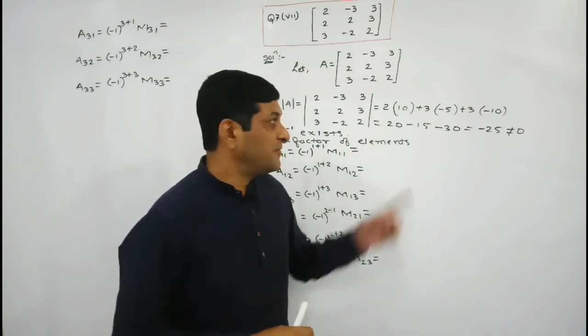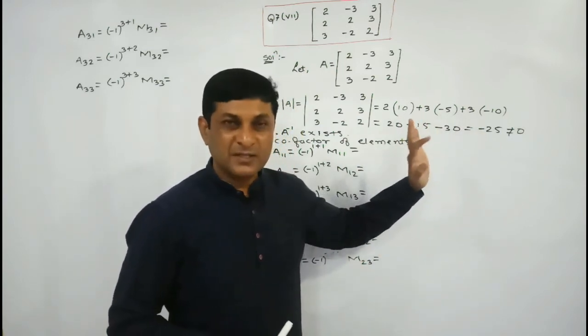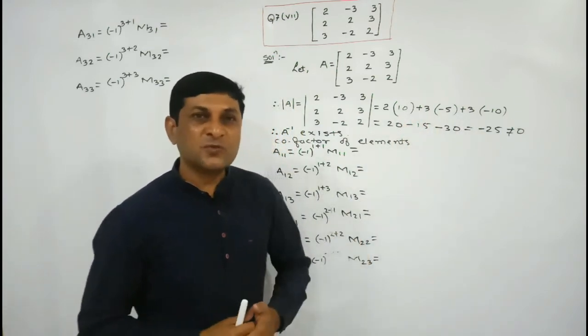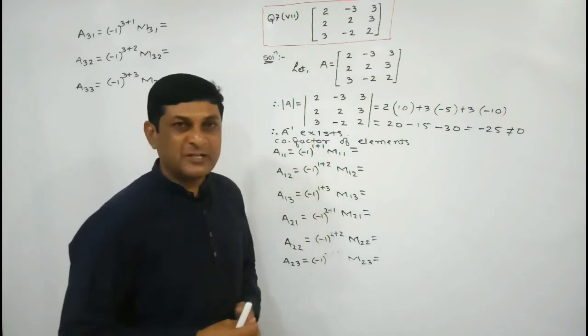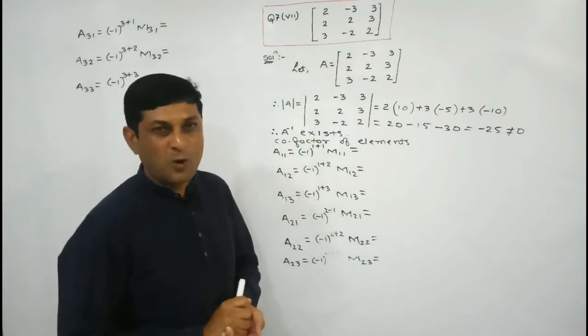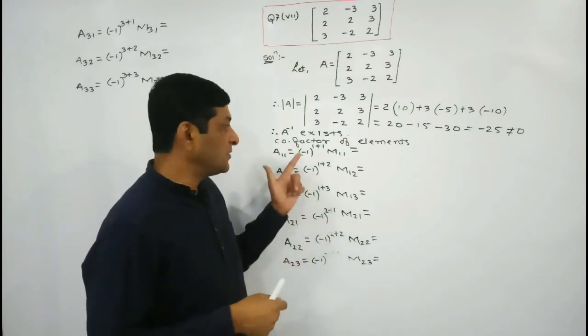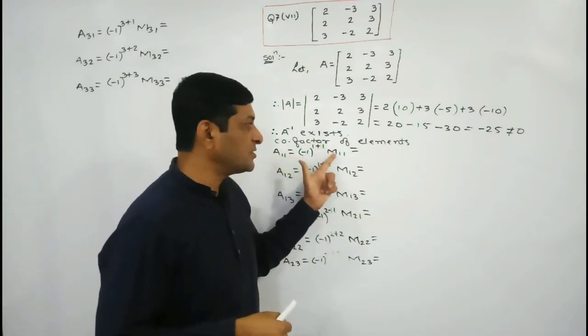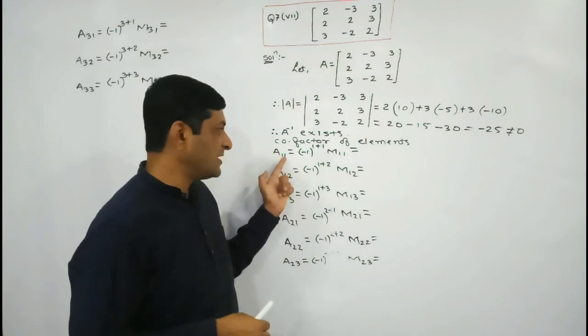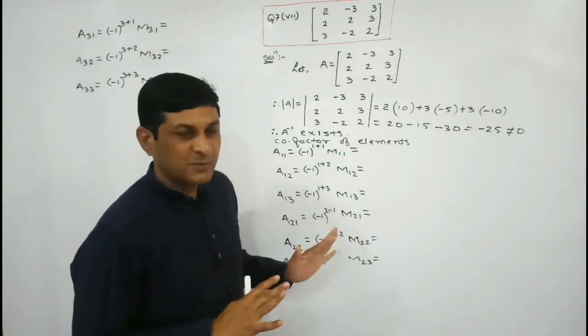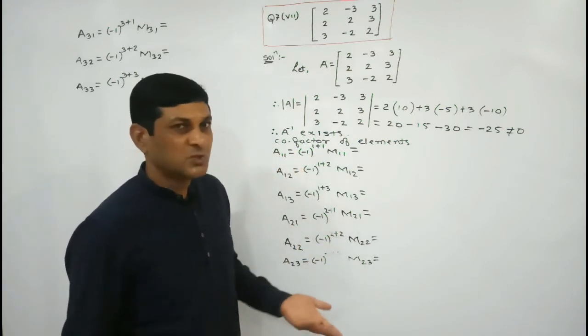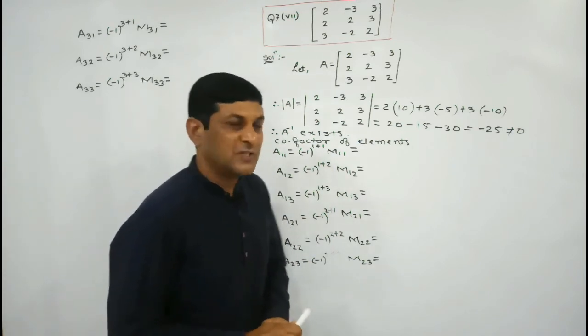Once the value of the determinant is known to us, the second step is to find the cofactor of all the elements. So let us try to find the cofactor of all the elements. What is the formula to find the cofactor? Aij is equal to minus 1 raised to power i plus j into Mij. Here i is 1, j is also 1. Already we have applied this method in many examples, so all of you are very well known with this method.